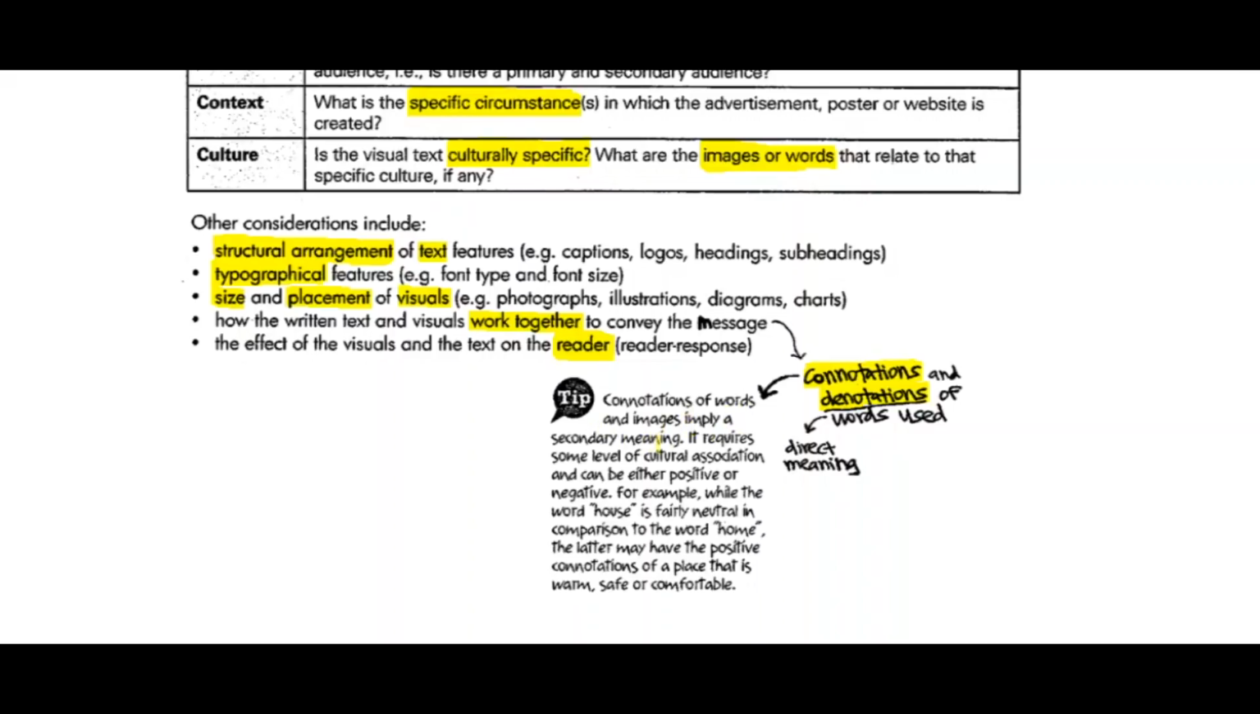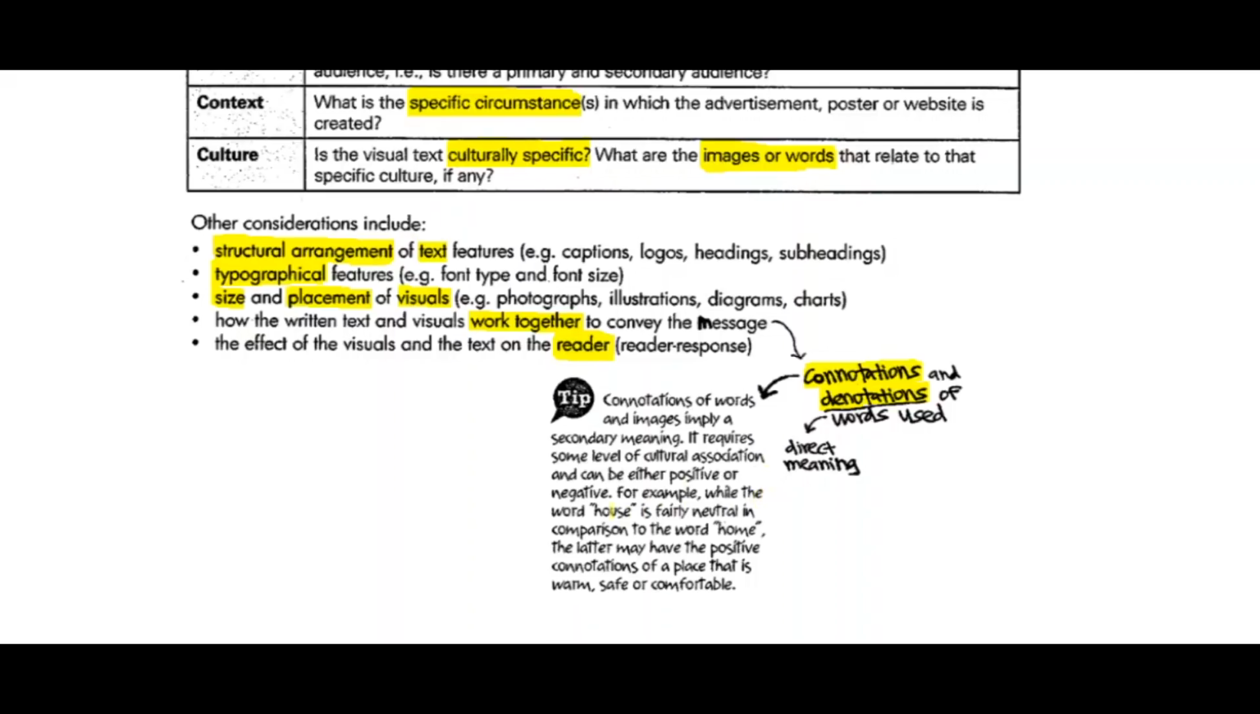Okay, which means that yes, the words, their direct meanings, okay, do actually bring a certain point across, but underneath that, there's also another message that's being brought across. Okay, so there's a secondary meaning, okay, behind the words and the images. So it requires some level of cultural association, okay, which can be positive. So it can be a positive or a negative connotation, okay, and in order to understand what is the implication of the words and images, you have to associate it with a certain culture.